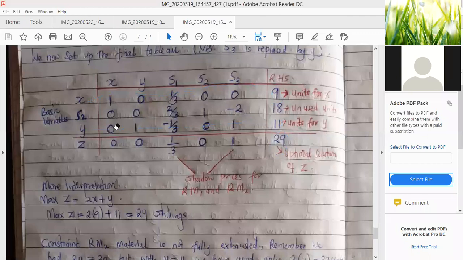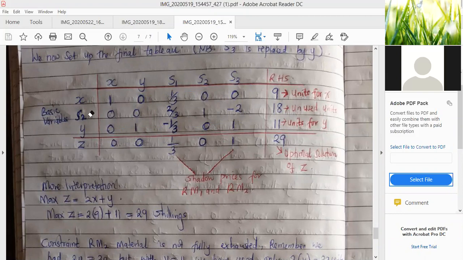What are some of the interpretations that we can make from our last table? One, my S2 was what? This S2, we had defined it from the beginning when we were standardizing our problem as the slack variable related to our second constraint, material RM2. This value of 18 is equivalent to that S2. What does that one mean? We have got some unused amount, which we call a slack in relation to material number 2.